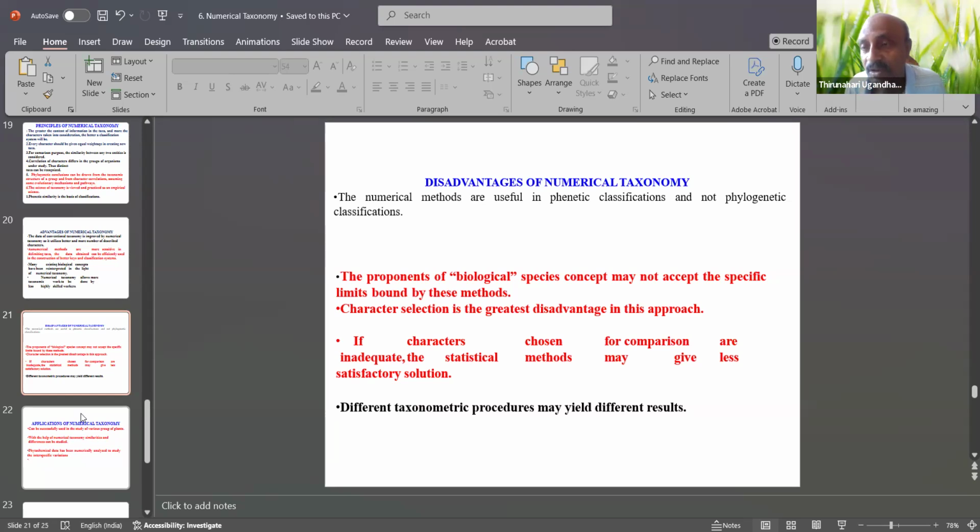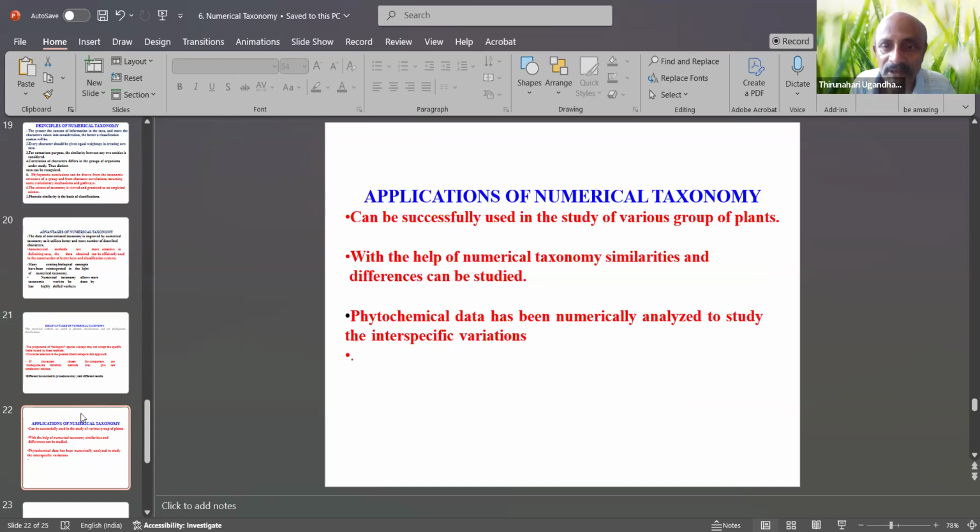So this is also one of the major qualities of the new organisms or formations. But this is an important numerical level of structure or qualities or character in phylogenetic classification or APG. Fourth, the application of numerical taxonomy can be successfully used in the study of various groups of plants. These qualities are all the basis for separation of the plants into groups.